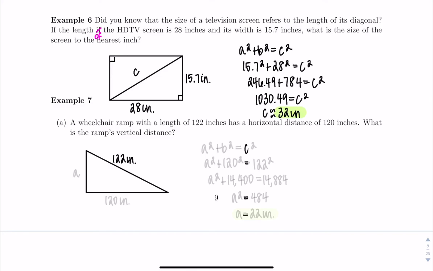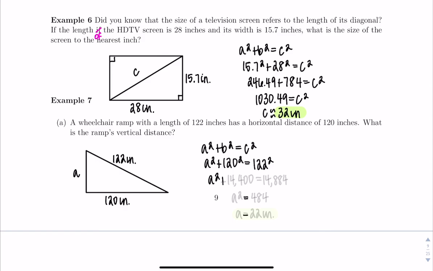The horizontal distance, which would be the part that's on the concrete, is 120 inches. We want to know the ramp's vertical distance. And so you could label this as a or b. So it's still a Pythagorean theorem problem, but we'll be solving for a instead of c. So a squared plus b squared equals c squared. We don't know a, but b is 120 and c is 122.